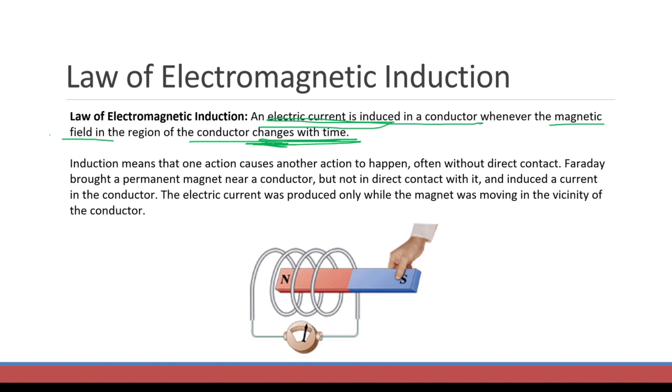Induction means that one action causes another action to happen, often without direct contact. Faraday brought a permanent magnet near a conductor, but not in direct contact with it, and induced a current in the conductor. The electric current was produced only while the magnet was moving in the vicinity of the conductor. So true induction we have.